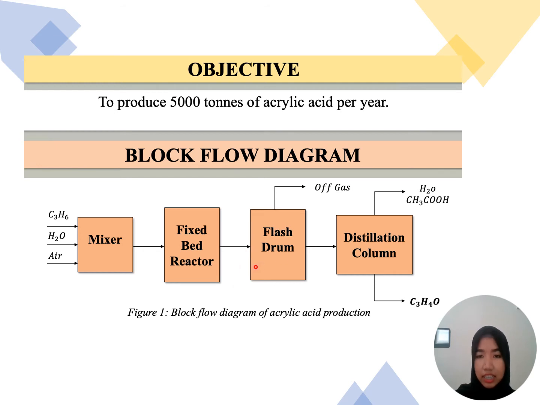And then the desired and undesired product will be flowed into the flash drum to eliminate the off gas, which mostly consists of byproduct and waste product. And then the outlet of liquid mixture, which consists of water, acetic acid and acrylic acid, will be flowed into the distillation column as the inlet. Since the boiling temperature of the acrylic acid is much higher than acetic acid and water, hence it will be flowed into the bottom stream as the liquid product. Next, I will pass to Shi-En to explain more about the reactor design.